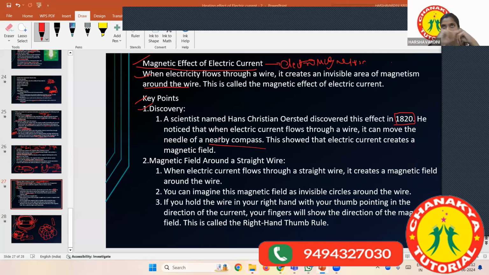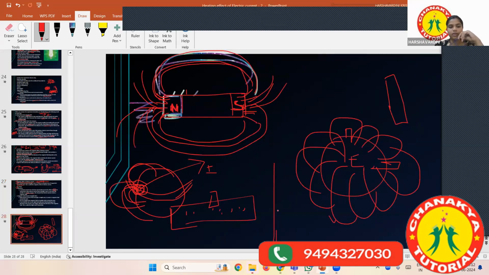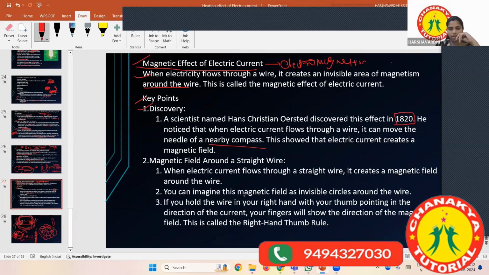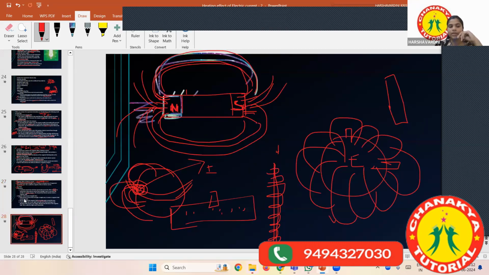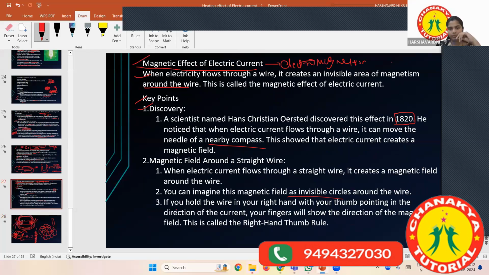If it is a straight line, how will the magnetic field be affecting it? When electric current flows through a straight wire, it creates a magnetic field around the wire. For example, if this is a wire and the electricity is passing, you will have the magnetic field like this around the wire. You can imagine this magnetic field as invisible circles around the wire.